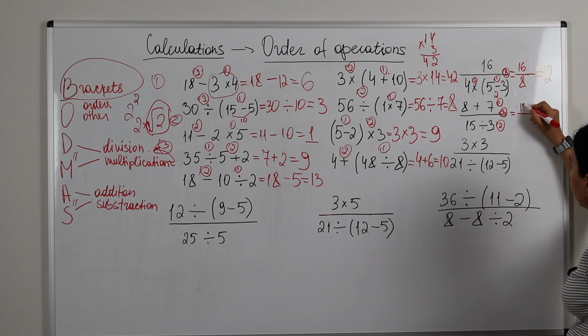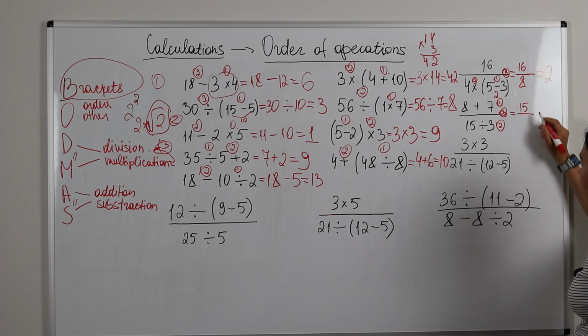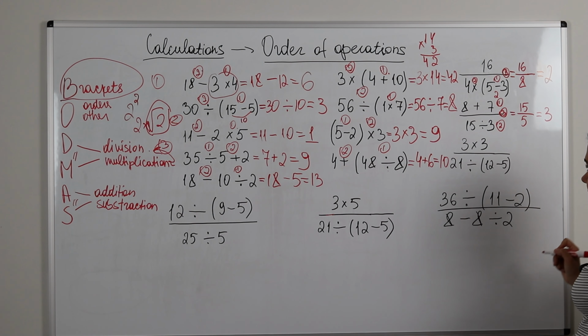8 plus 7 is 15. 15 divided by 3 is 5. 15 divided by 5 is 3.